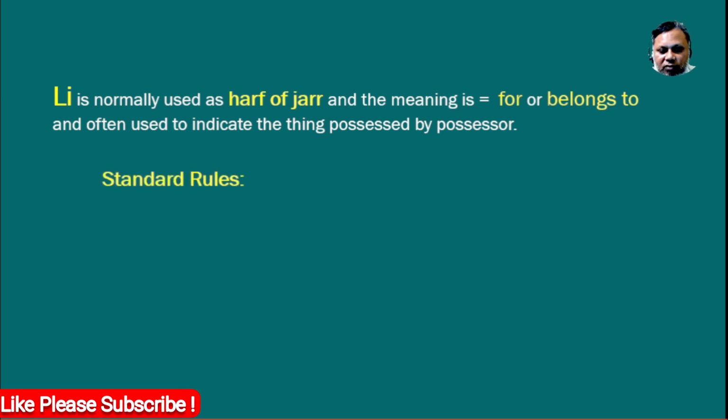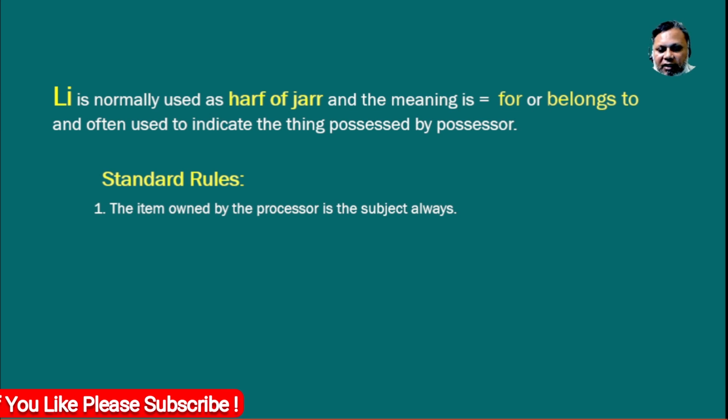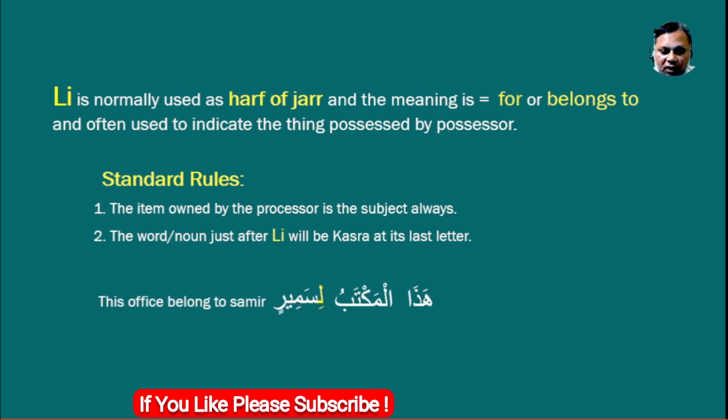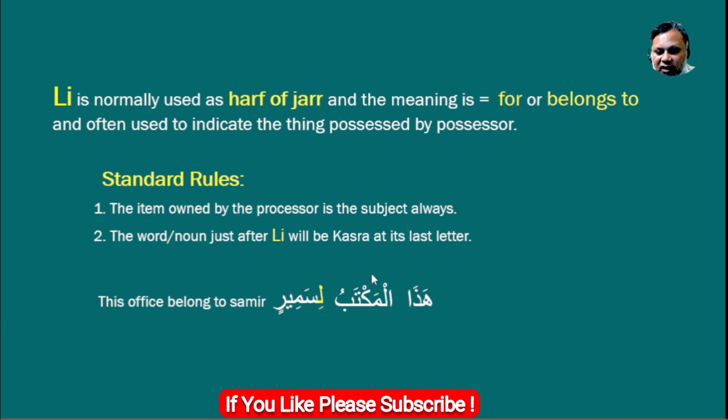Now there are two important rules to use this li. Number one, the item owned by the possessor is always the subject, and the word or noun just after li will get kasra at its last letter. These are the two standard rules. For example, this office belongs to Samir. Hazal maktabu li Samirin. Here is the relation between Samir and the office. Office is the thing that Samir owned.